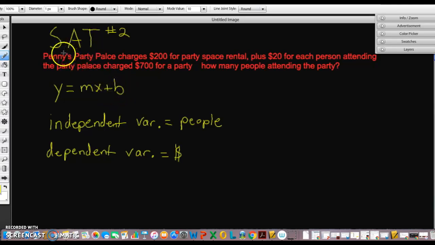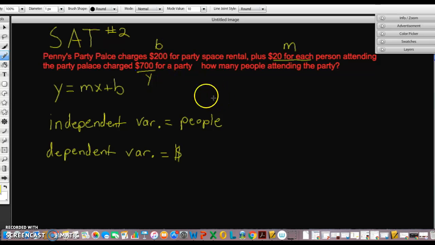All right, and so let's read the problem again. Penny's Party Palace charges a $200 base fee. So that's going to be B. That's what B stands for. It's the base, where it starts, for a party space rental, plus $20 for each person attending the Party Palace. So here we have a rate, and a rate is just some number over another variable, or how fast something is moving, and that's going to be our slope. Okay, so this is our slope. And then the Party Palace charges $700 for a party. So $700 is the total, and that's going to be Y.